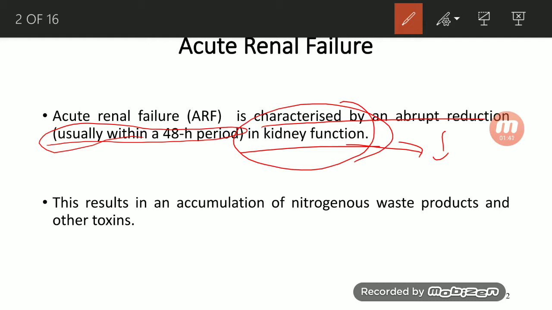Whenever there is impairment in your kidney functioning, it will lead to accumulation of nitrogenous waste products as well as other toxins.